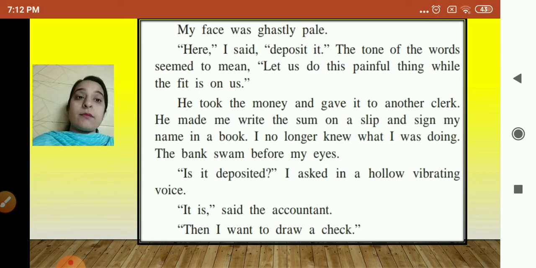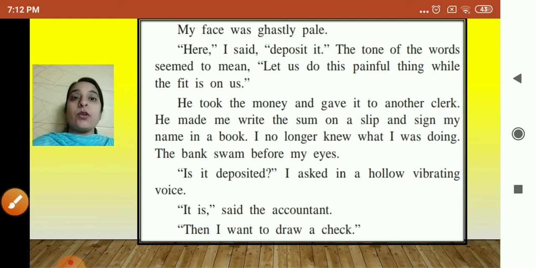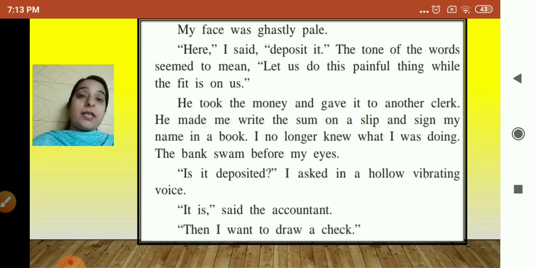Then he asked whether he could draw a check. Now, children, the spelling is wrong here. It should be CHEQUE. So he said he wanted to draw a check. So, children, it's very funny from his side that he has just deposited the money and now he wants to withdraw the money. So this is basically the narrator's experience in the bank. What is his experience? How he is feeling very nervous in the bank. So this is about the narrator's experience.